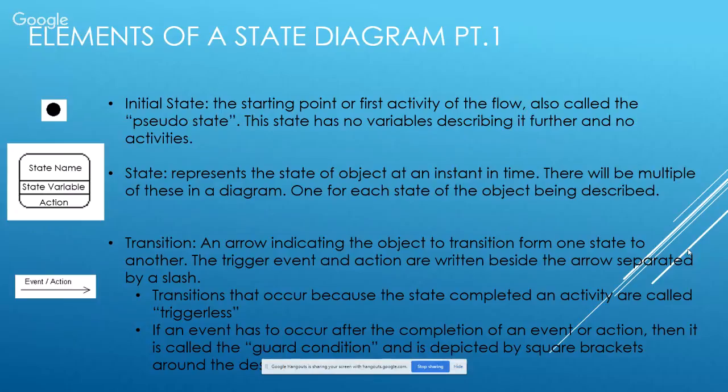If the transition occurs because the state completed an activity, then it'll be called triggerless. And if the event occurs after the completion of an event or action, then it's called the guard condition, and typically has square brackets over it.